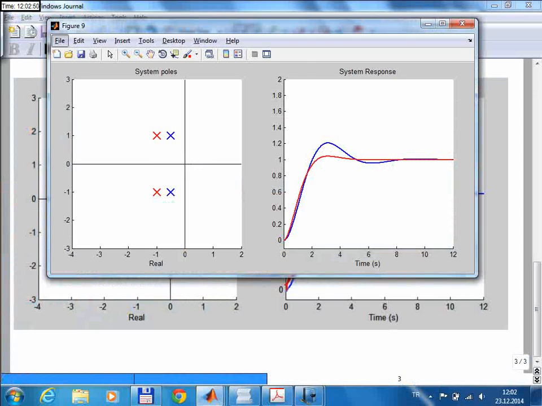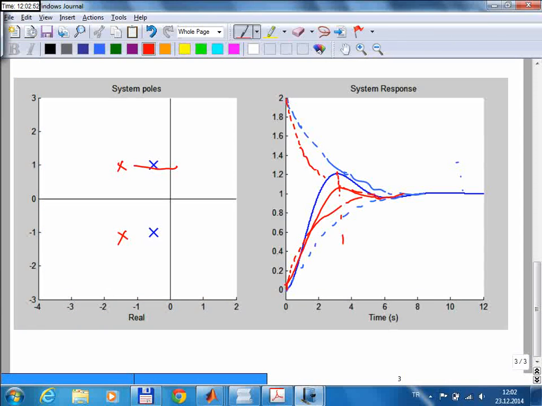Okay, so I think it's important to know these relations, because once you know that, it will be a lot easier to work with control systems. Because what we do in control systems is we play with these pole locations.